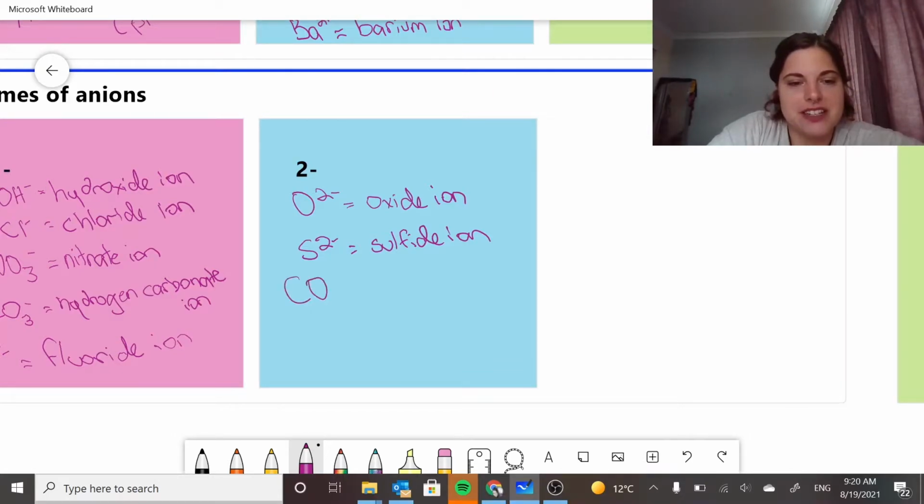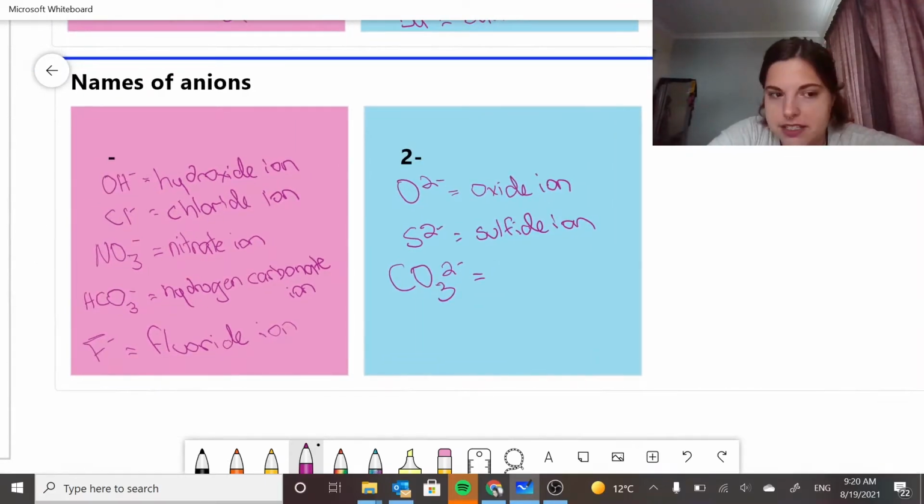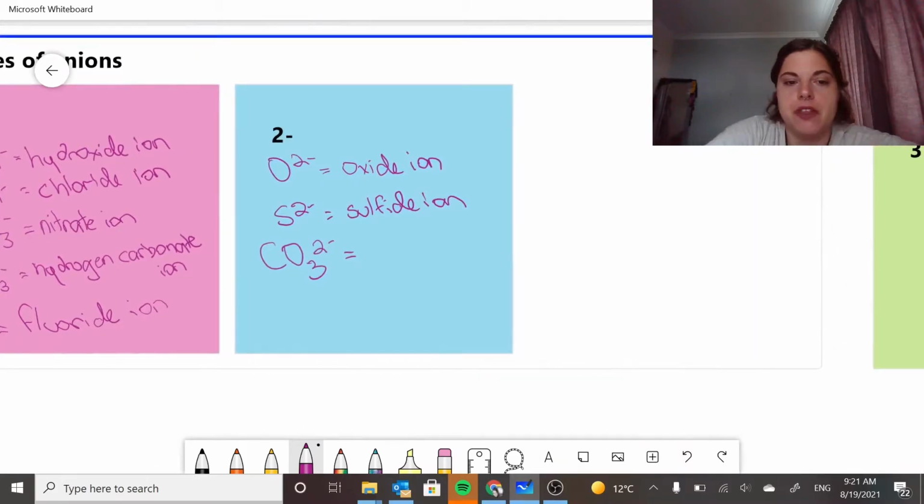Now, our third 2 minus ion that we need to know is carbonate. So you see that carbonate is CO3 2 minus, and then if we remember about hydrogen carbonate, it was HCO3 1 minus. The reason why there's a difference in charge is because we've actually added a positive charge, just one, to the hydrogen carbonate. So hydrogen carbonate is a carbonate ion with a hydrogen ion, H+. So it's brought our charge down to -1. So I'll just write that down. That is a carbonate ion.